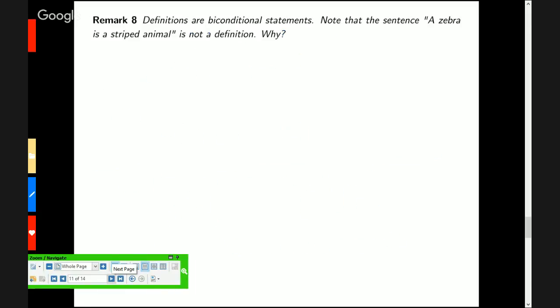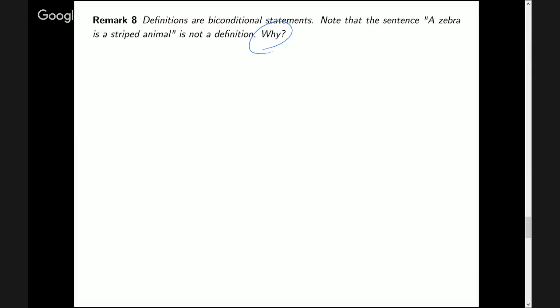Definitions are biconditional statements. Note that the sentence "a zebra is a striped animal" is not a definition. Why? It's not if and only if, right? An animal which is striped doesn't have to be a zebra. What is a striped animal which is not a zebra? A tiger, skunk. There's a number of them. So this is not a biconditional.